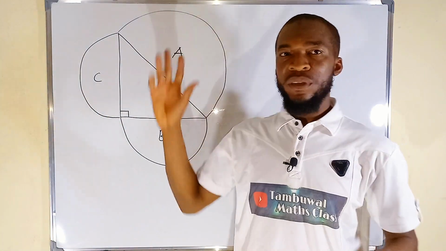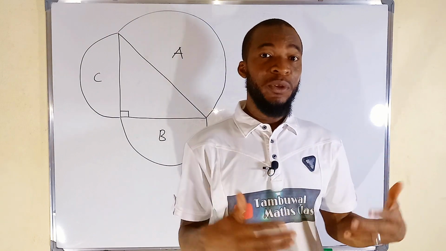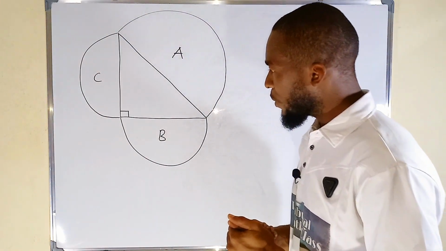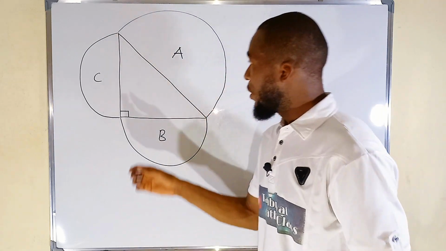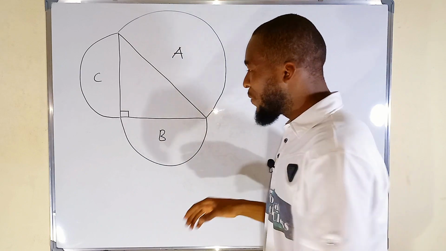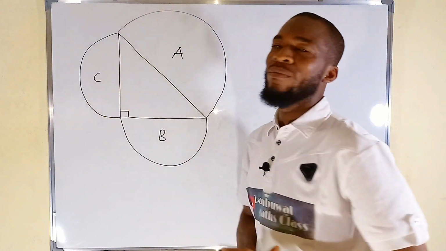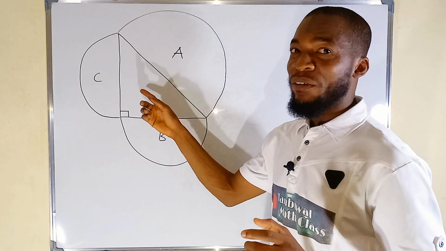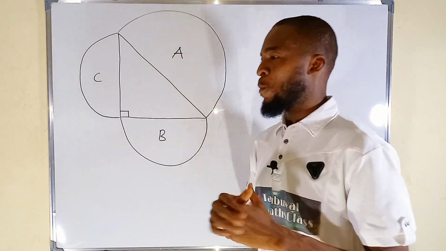The question is not written on the board because it is too long, but let me state it. What the question was saying is that we should prove that the area of this big semicircle is the sum of the areas of this C and B. And that's just the question. But if you observe, we have a right angle triangle here.